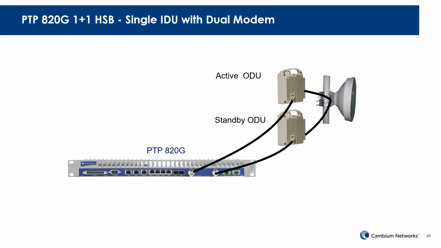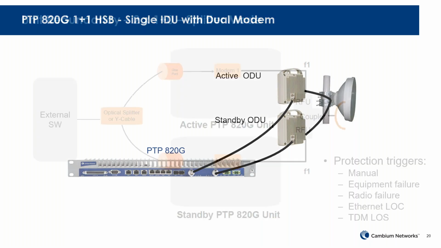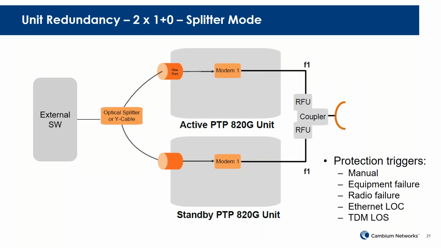And it's good because climbing a tower is always expensive, right? So if something goes wrong, you don't have to climb the tower. The A20G just triggers the failover from the active ODU to the standby ODU. Okay, so that's one. But the problem with this solution is that the PTP A20G itself is not hot standby, so you still have a single point of failure, right? But you can also achieve unit redundancy with A20G.